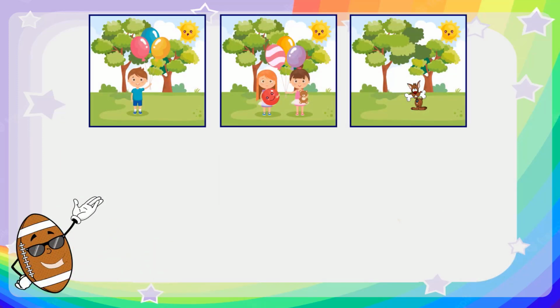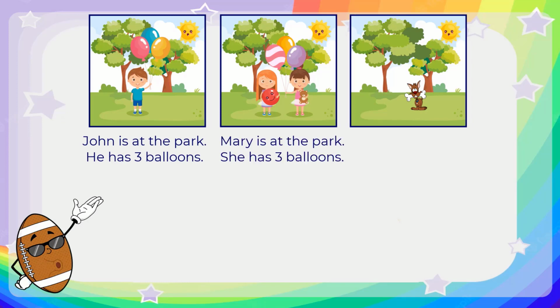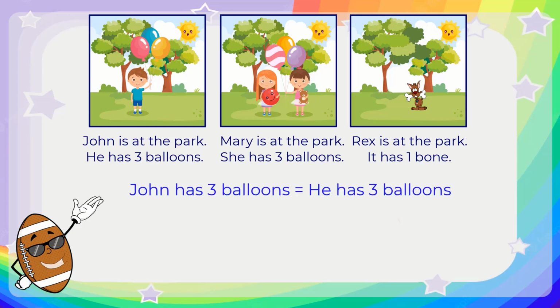Look at these pictures. John is at the park. He has 3 balloons. Mary is at the park too. She has 3 balloons. Rex is also at the park. It has 1 balloon. We can say John has 3 balloons or he has 3 balloons.